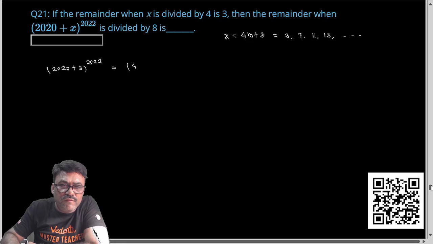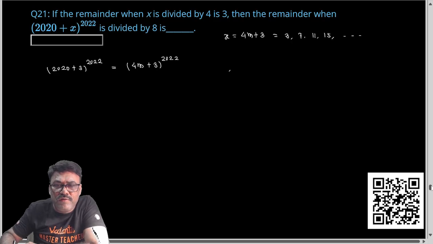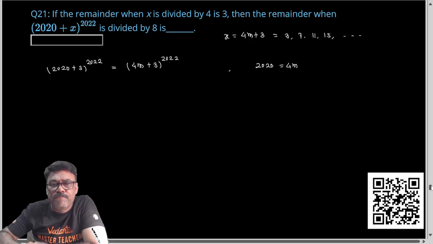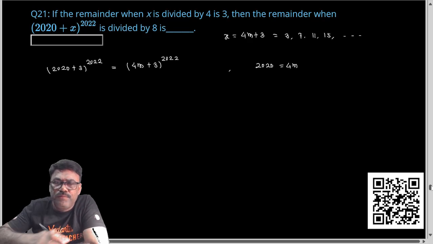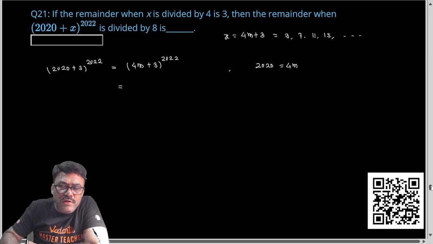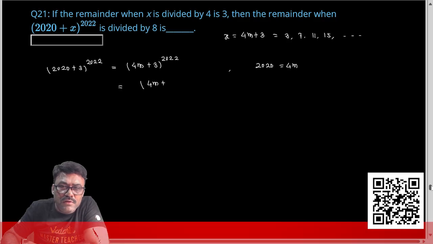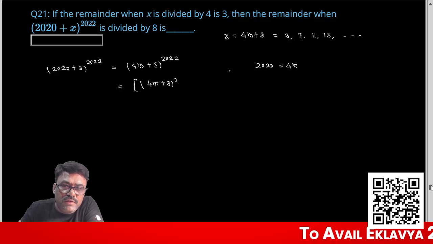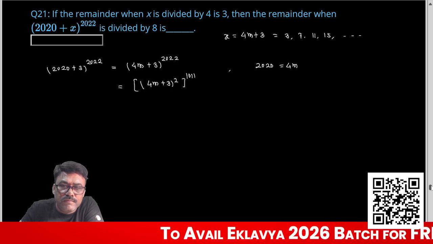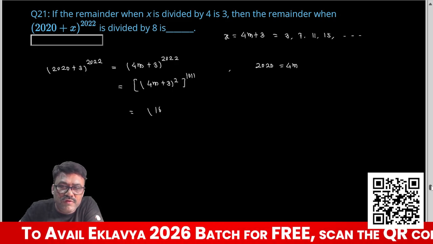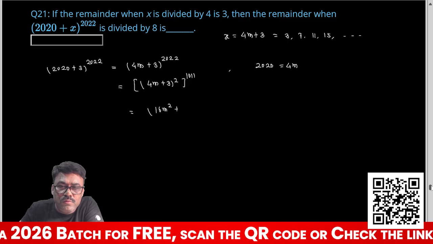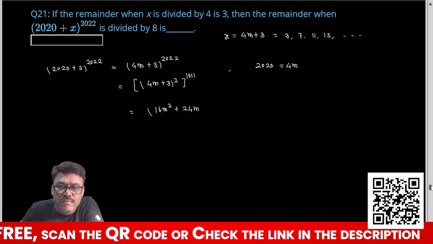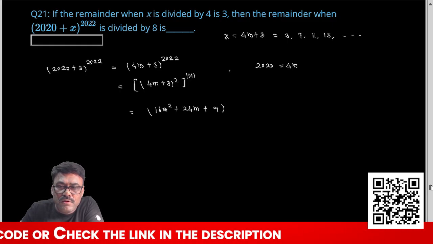Anyhow, so this 2020 is a multiple of 4. I can write it as 4m. So your number is 4m plus 3 whole square. Of course, 2020 is a multiple of 4. Now, I can write it as 4m plus 3 whole square and then whole raised to 1011. So now it becomes 16m square, 2ab will give you 24m plus 9 whole raised to 1011.